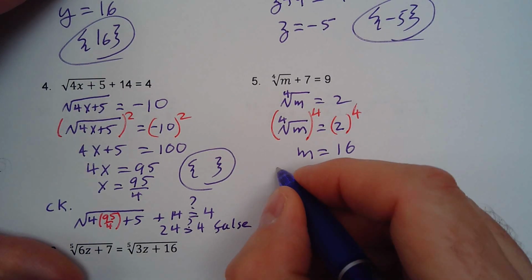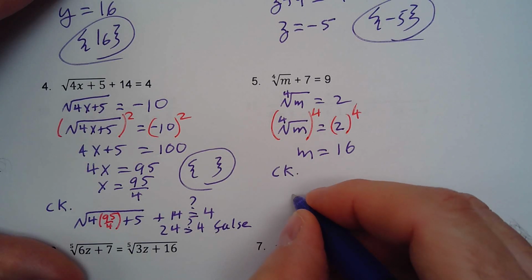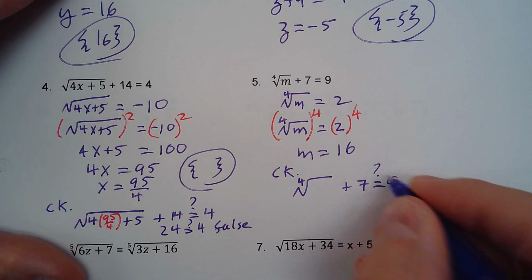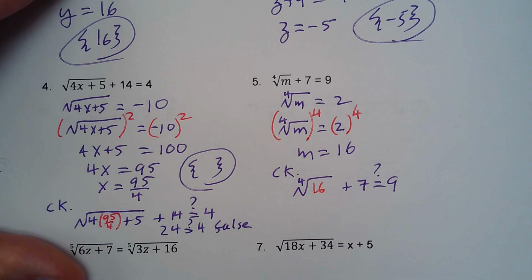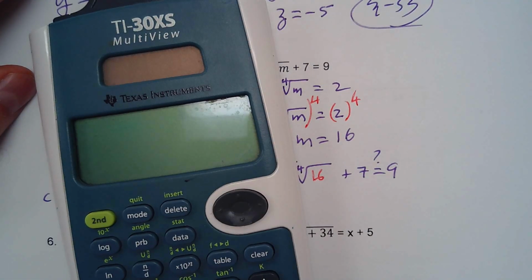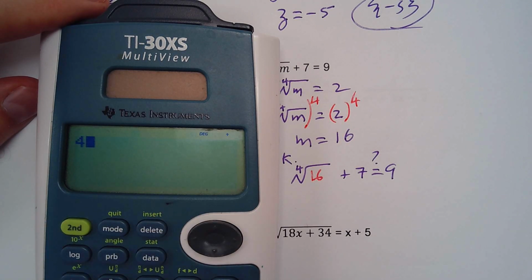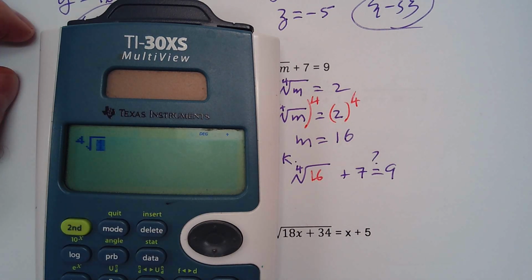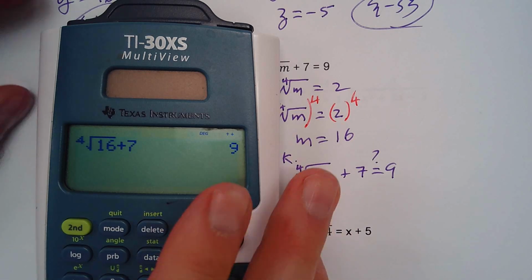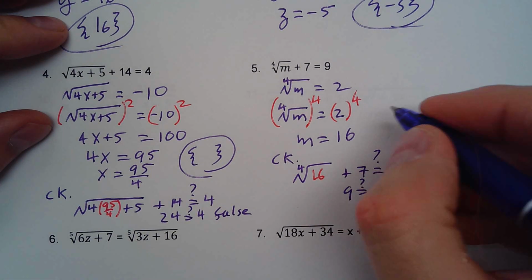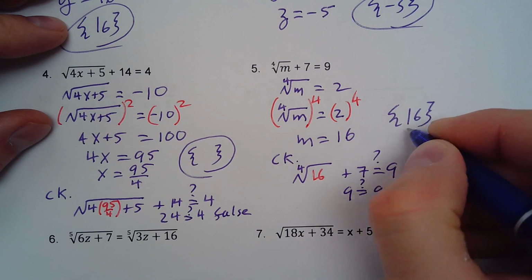And again, let's do the check. Let's just write it out. And just for practice, we're going to do that on our calculator. So I'm going to type in 4, second caret key. 4 should slide up. 16. Hit my right arrow key to get out. Plus 7. And I do get 9, which is equal to 9, so it does check. So my solution is 16.